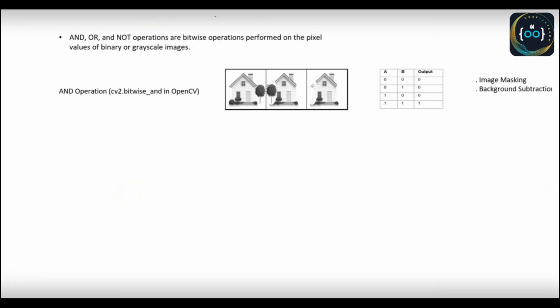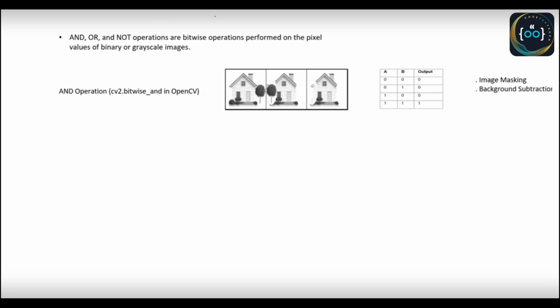In image processing, the AND, OR, and NOT operations typically refer to bitwise operations performed on the pixel values of binary or grayscale images. They are also used in the context of image masks. Now let us start with the AND operation. The AND operation is performed on a pixel by pixel basis between two images or an image and a mask. For each pixel, if the corresponding pixel values in both images are true, that is non-zero, then the output pixel will also be true. Otherwise, the output pixel will be false or zero.